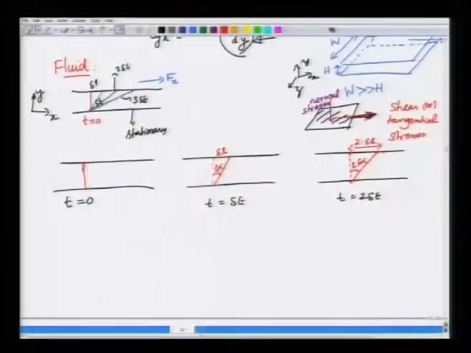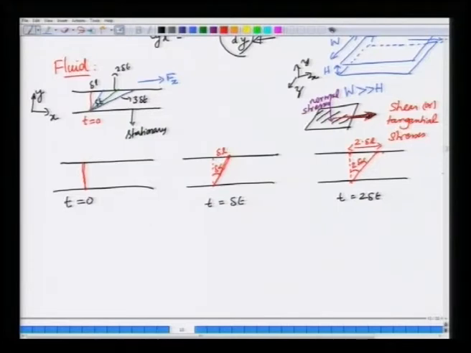This slice, which was originally here, underwent a deformation of delta L at time delta t, 2 delta L at time 2 delta t, and so on. So, it would keep deforming as you wait long enough. Okay. So, stress really cannot be proportional to deformation. So, what is then stress a function of?